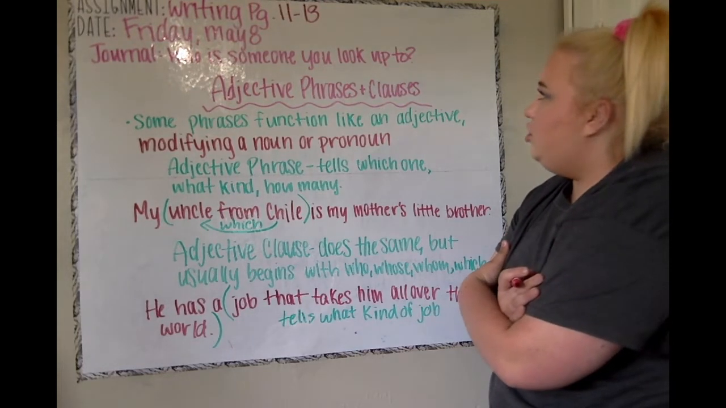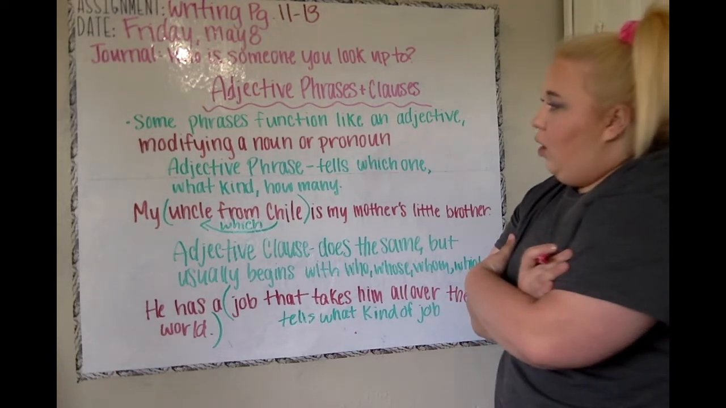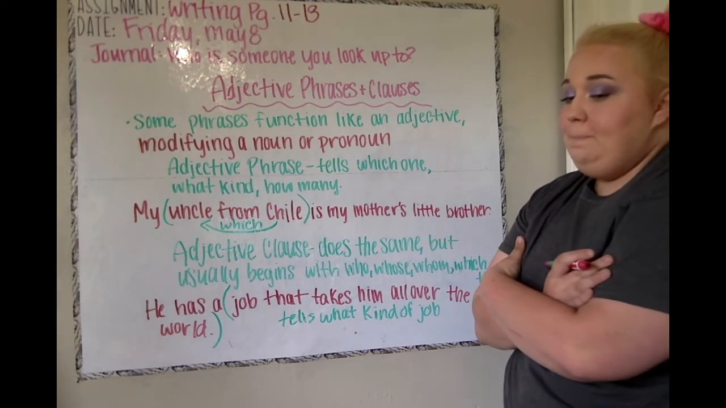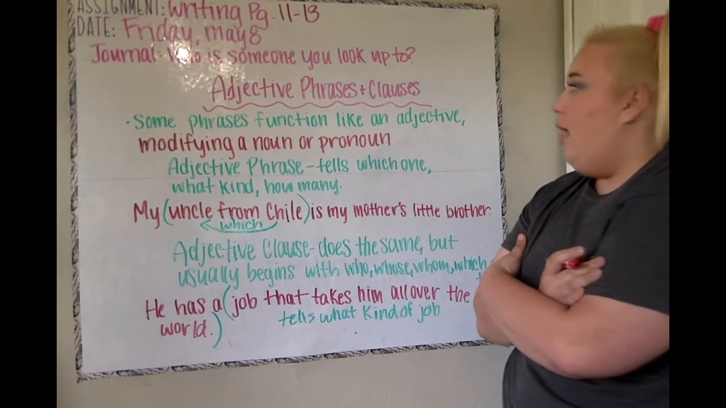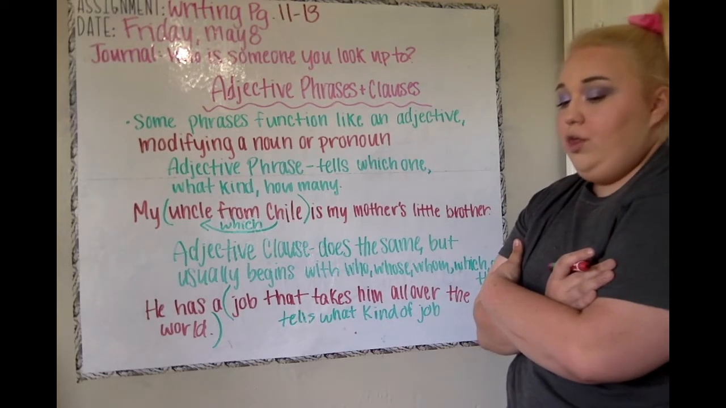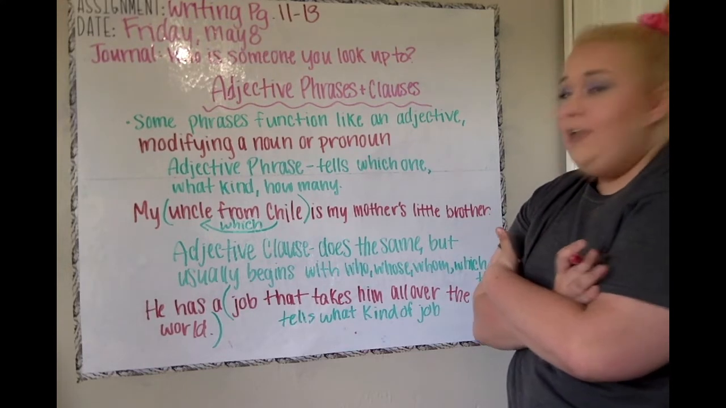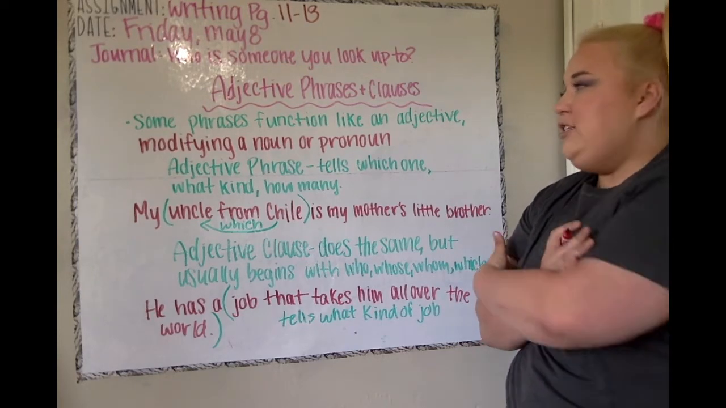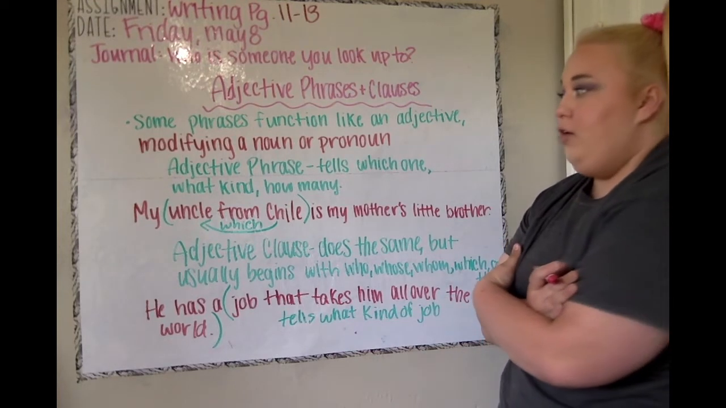Now let's jump into talking about adjective phrases and clauses, which is on page 12. As we talked about on Tuesday, a phrase contains either the subject, the predicate, or neither one, while a clause has to contain both the subject and the predicate. A phrase cannot contain both, but it can contain neither. Some phrases and clauses function like an adjective, which means that they modify a noun or a pronoun. So they just describe the noun or the pronoun or change the noun or the pronoun.